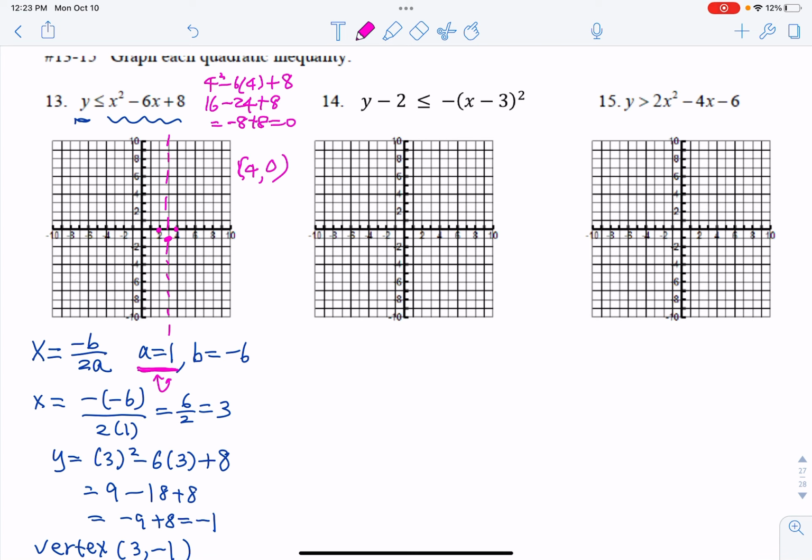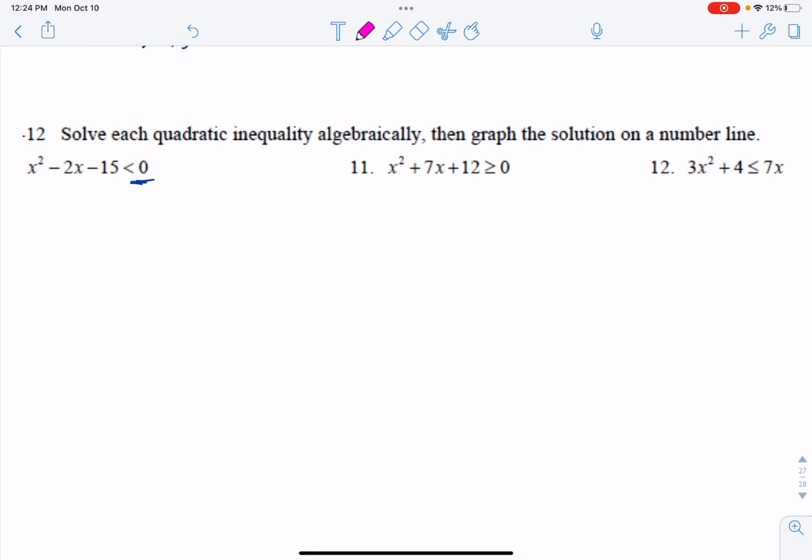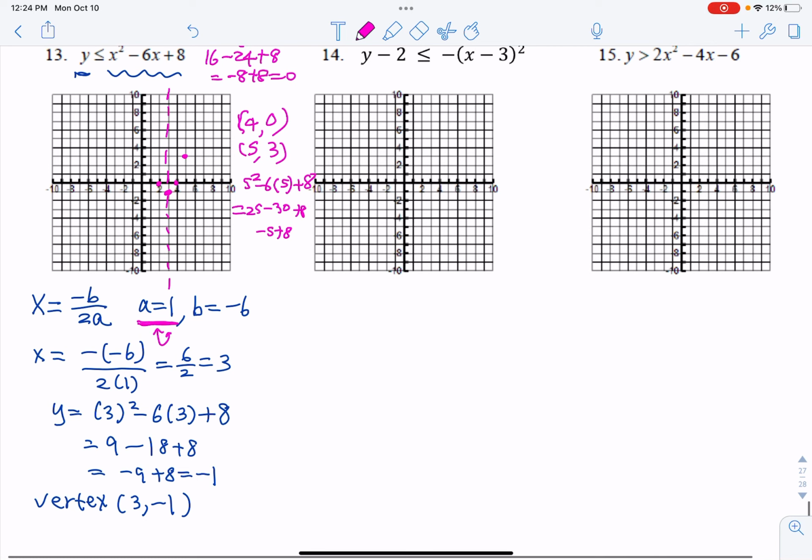And you can plug in 5. Another point is 5. And 5 squared minus 6 times 5 plus 8 will be 25 minus 30 plus 8. Negative 5 plus 8 will be 3. So 5, 3, and then the reflecting point will be 1, 3 here. So you can graph it.